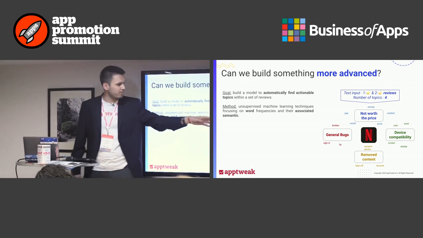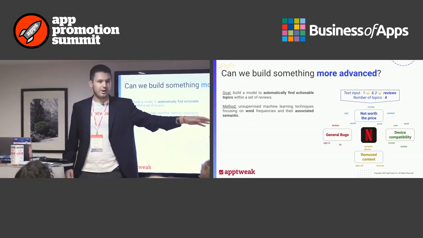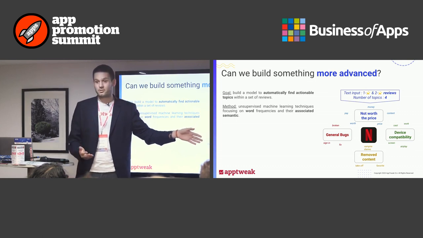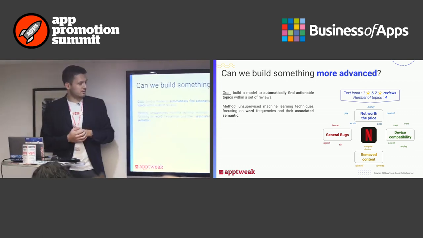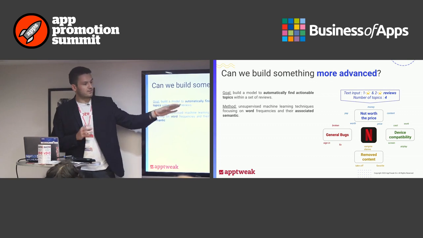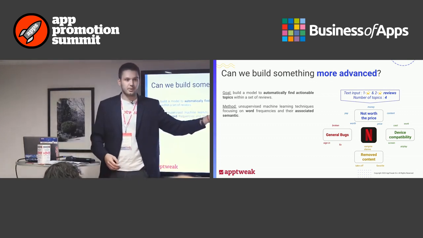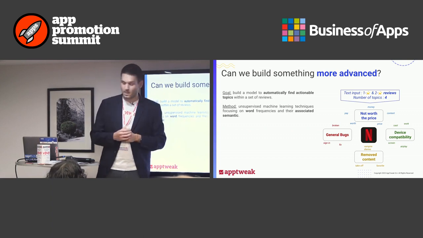So first of all, we have people complaining about the pricing, also about the device compatibility when casting, the fact that some content gets removed, and general bugs of the app. And from the get-go, we have an extra step from what ChatGPT did. We also have the related keywords. So that's something to look out for.